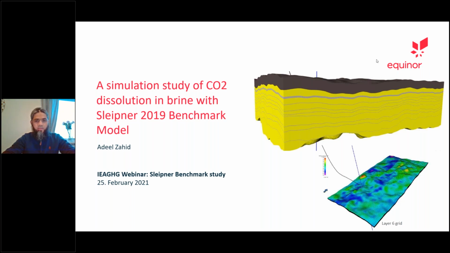Thank you. My name is Adil Zahid, and I will present a few of my simulation results regarding CO2 dissolution in brine. In previous presentations, you have seen a lot of effort in matching the plume. This is more towards understanding the dissolution. I have not put any effort into matching the plume, but it's more of a sensitivity analysis study. Can you move to the next slide?